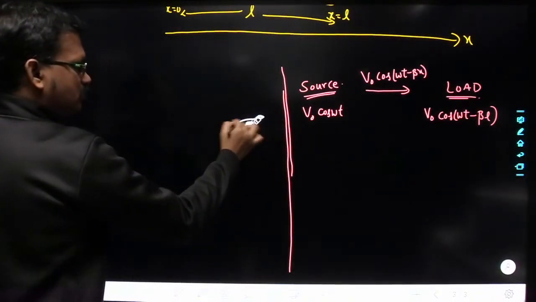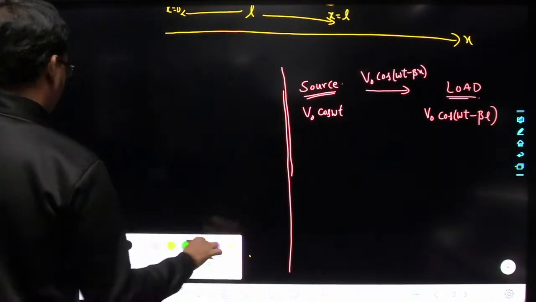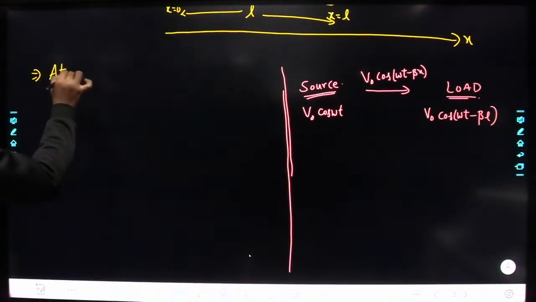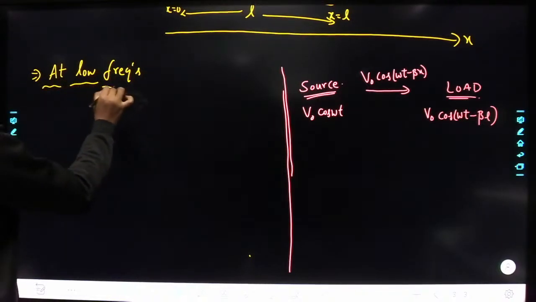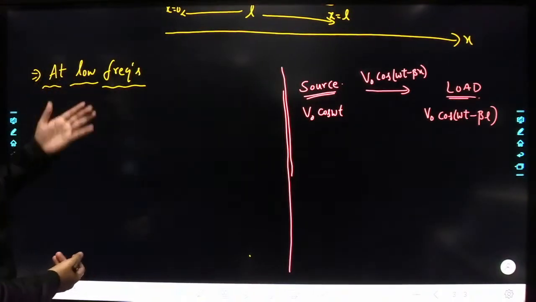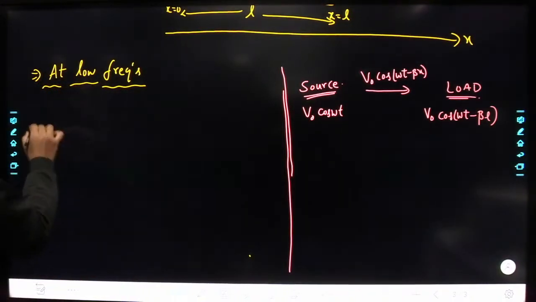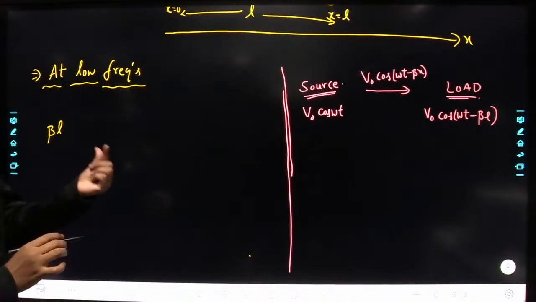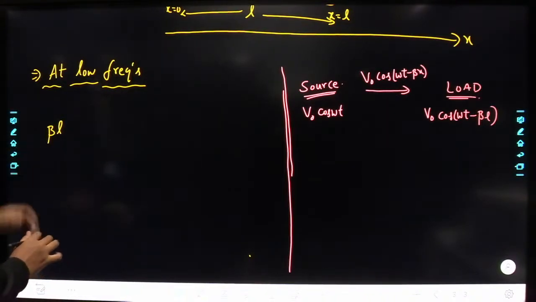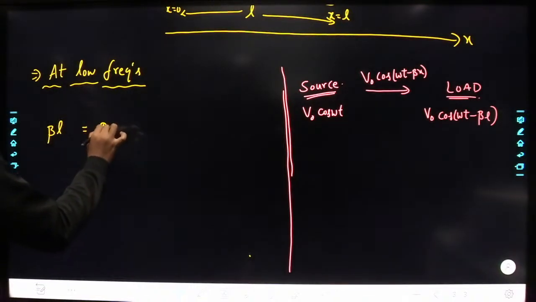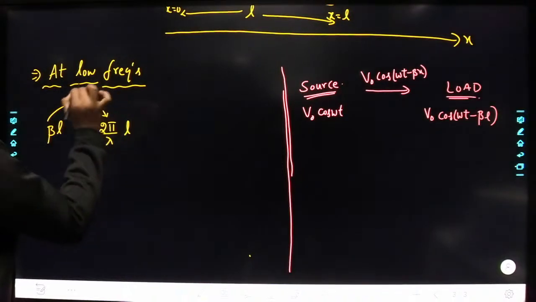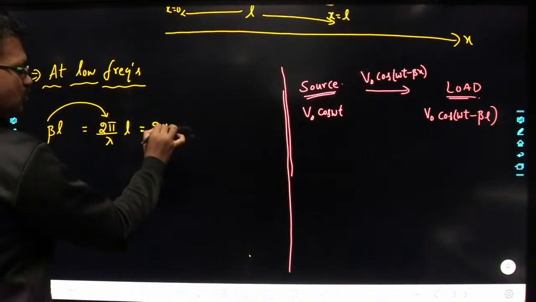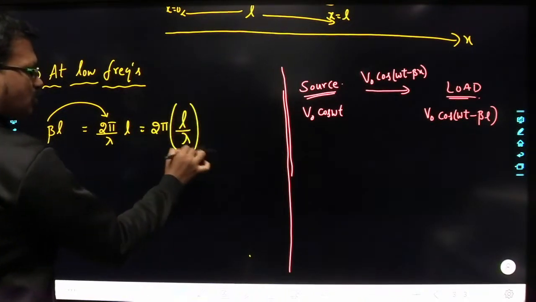Now see here, at very low frequencies. I will explain what we mean by low frequencies. At low frequencies, what is this beta L? Beta L is nothing but the change in phase over length L. Understood? So beta L I can write it as, beta is nothing but 2 pi by lambda, into L. So this I can write as 2 pi into L by lambda.